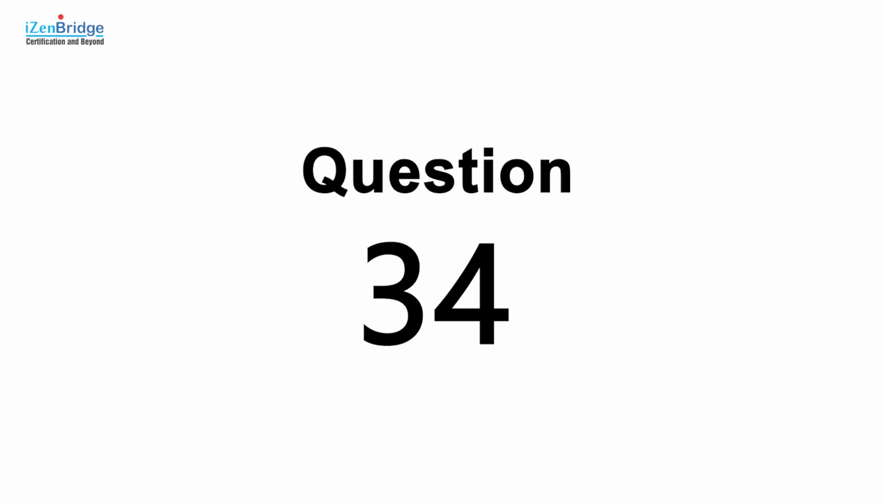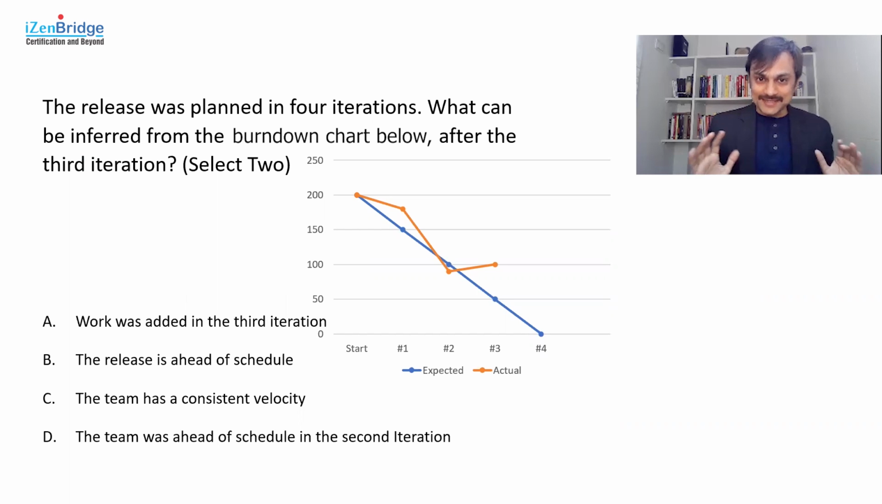Question 34. The release was planned in 4 iterations. What can be inferred from the burn down chart below after the 3rd iteration? Select 2. Work was added in the 3rd iteration. The release is ahead of schedule. The team has a consistent velocity. The team was ahead of schedule in the 2nd iteration. I let you think, choose 2, then we talk about it.